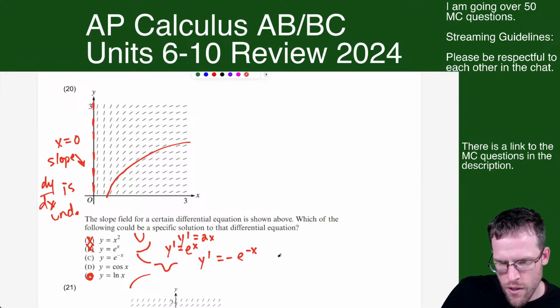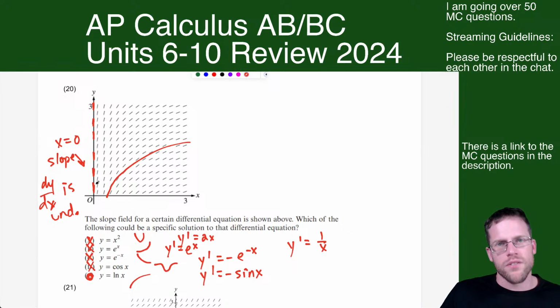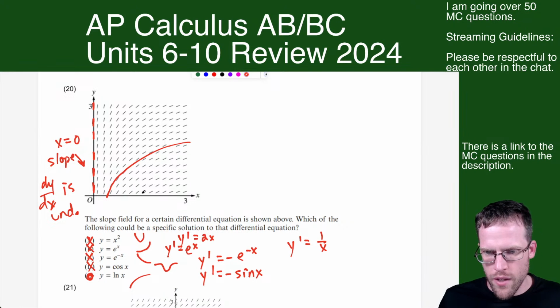I use the chain rule. So at x equals 0, I get a slope of negative 1, which doesn't seem to be the case. Y prime for choice D is negative sine x. I should get a bunch of 0 slopes, and I'm not. And now here's the culprit. Y prime for ln x is 1 over x, and here, if x is 0, there's that vertical slope, the vertical tangent.